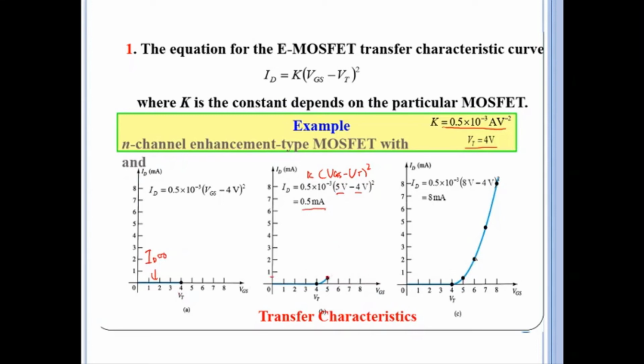So you can continue calculating the points, say for VGS equal to 6 volt, 7 volt, and 8 volt. For example, for the 8 volt, you'll get 8 milliampere. So when you have these points, you can connect all of them and you can obtain the transfer curve.